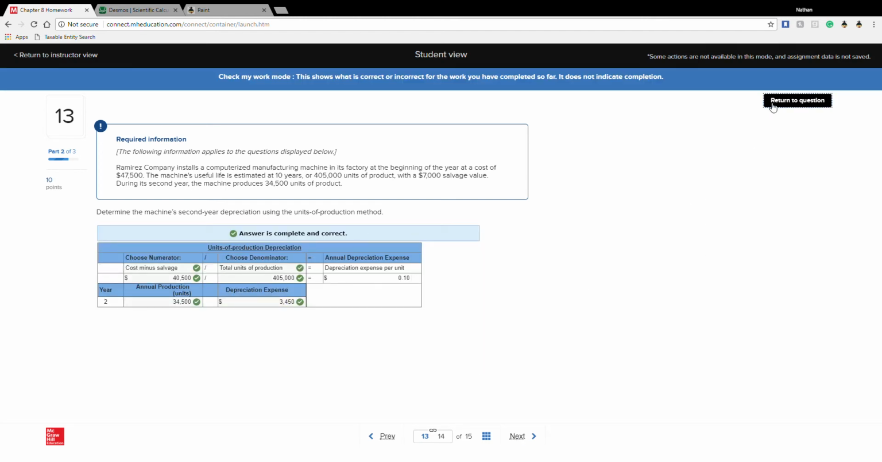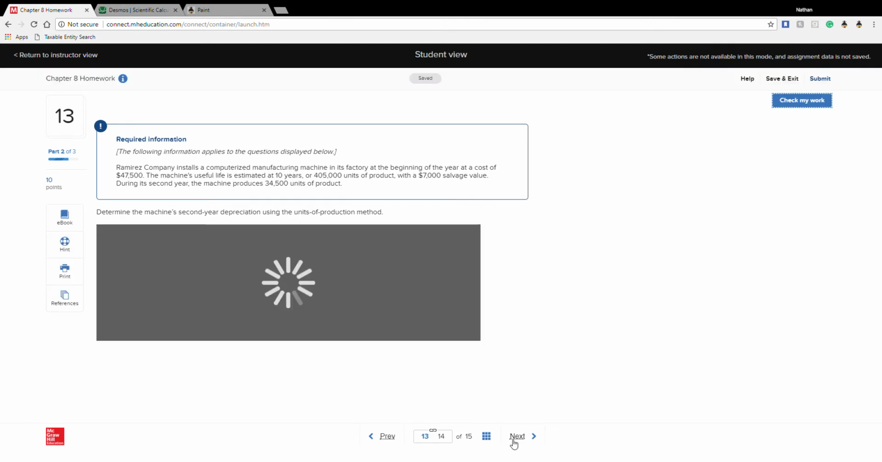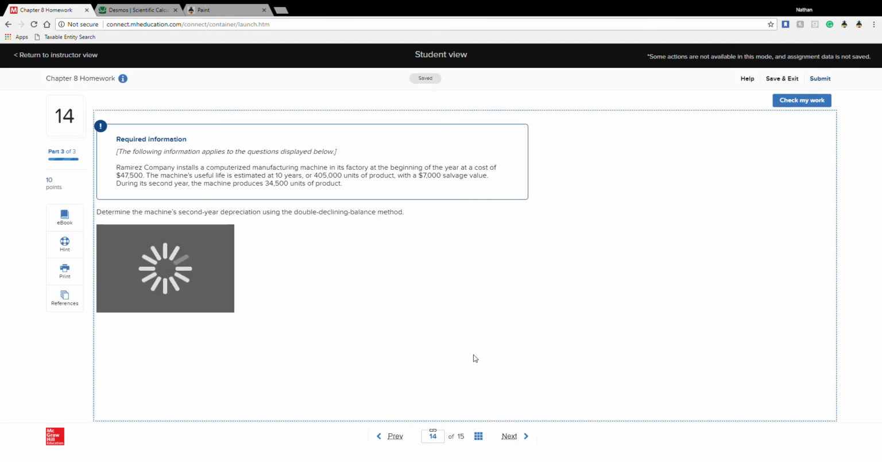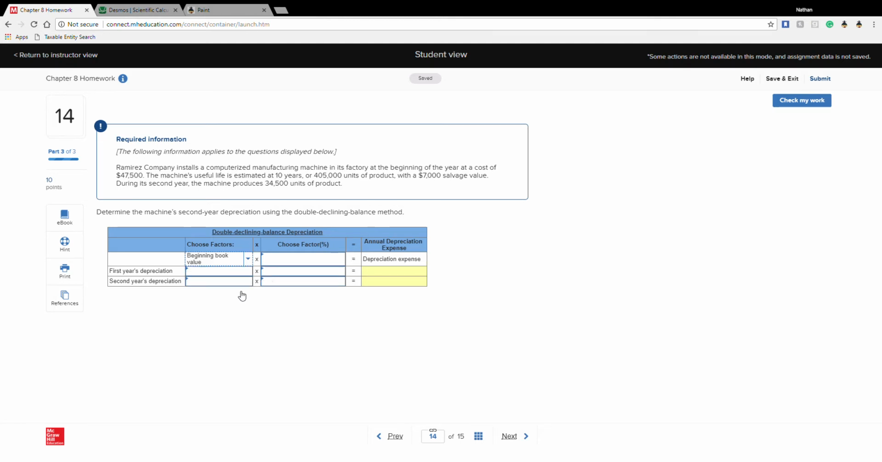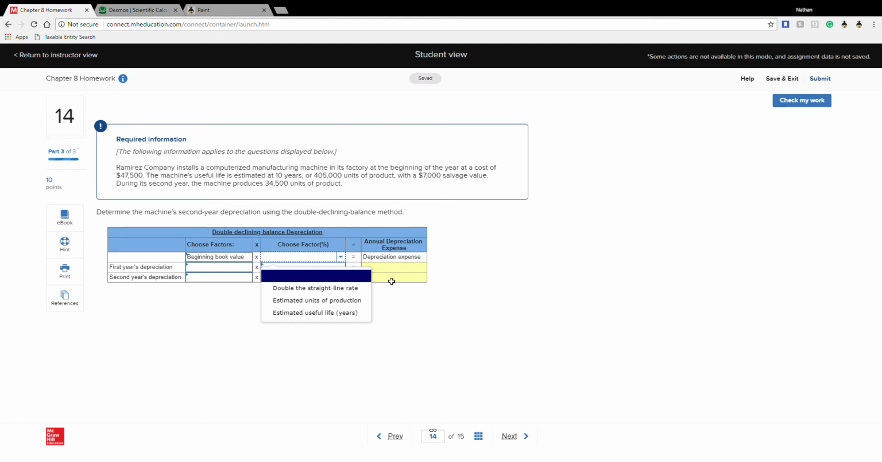So, again, total units of production going on. Alright, 14. 14's using double declining. Okay, so let's see what it's throwing up here. Okay, so we know it's beginning book value, and we're trying to figure out depreciation expense. And again, this is going to be double the straight line rate.